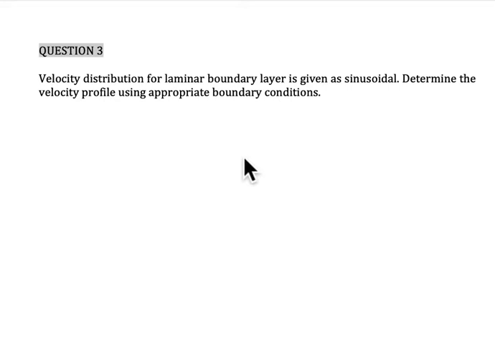You need to derive your own velocity profile, but that velocity profile must be a sinusoidal profile. At the same time, you need to use appropriate boundary condition. So what is boundary condition? It was explained in the previous videos while we were solving question number 2.